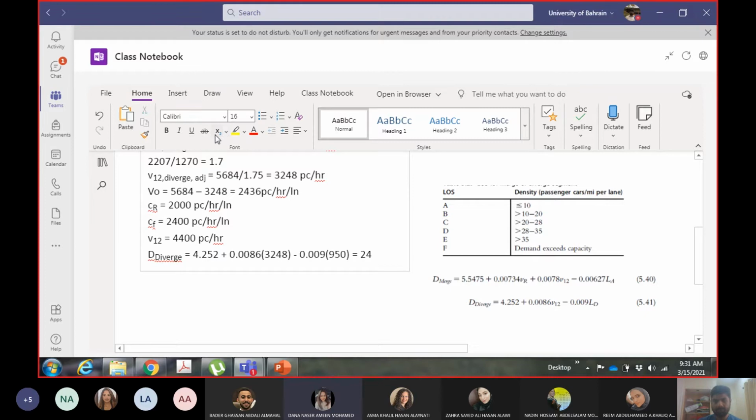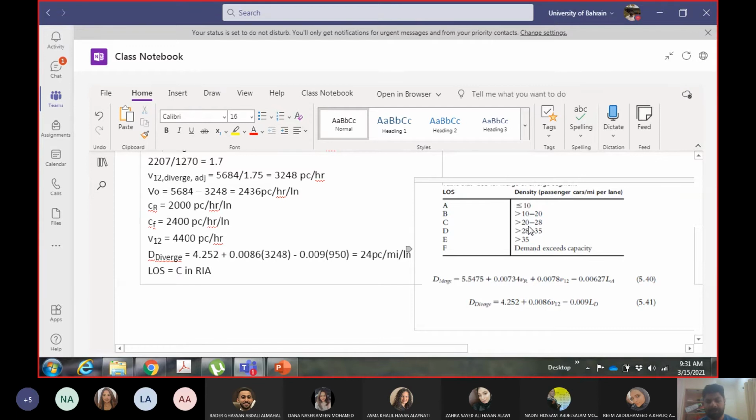Passenger cars per mile per day. Okay. Then you look at this table. It's 24, so it's here. So level of service is C. This is the level of service in the ramp influence area.